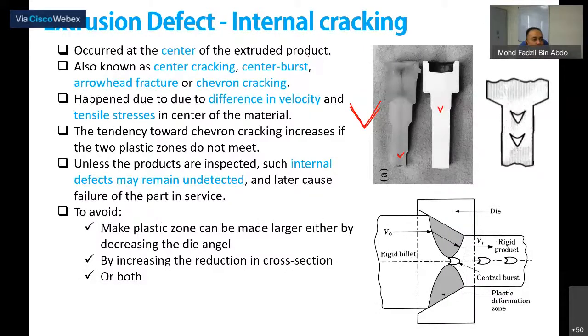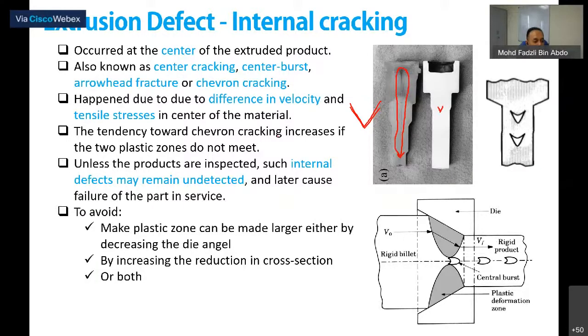Occur at the center of the extruded product, also known as a center cracking, center burst, arrowhead fracture or chevron cracking. Happen due to difference in velocity and the tensile stresses in the center of the material. Maksudnya dekat center dia ni, dia punya velocity dan juga stresses dia berbeza. And then the tendency to chevron cracking increase if the two plastic zone do not meet. Unless the product are inspected, such internal defect may remain undetected. Ni tadi yang saya cakap tadi, internal cracking ni kita tak tahu.